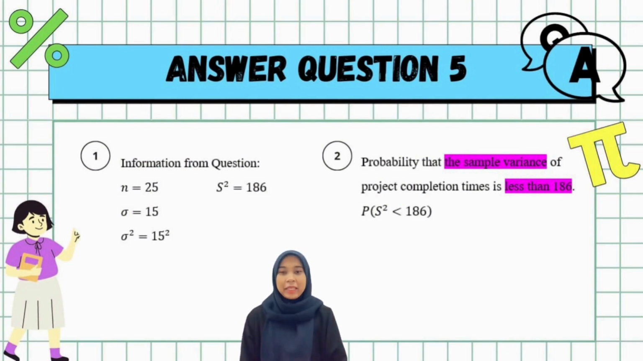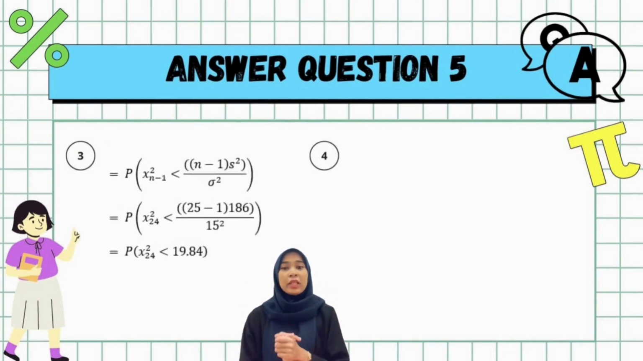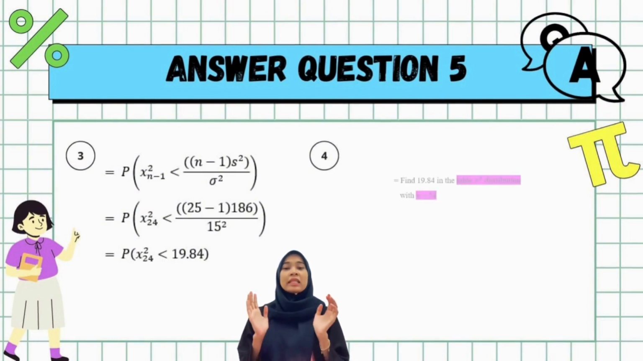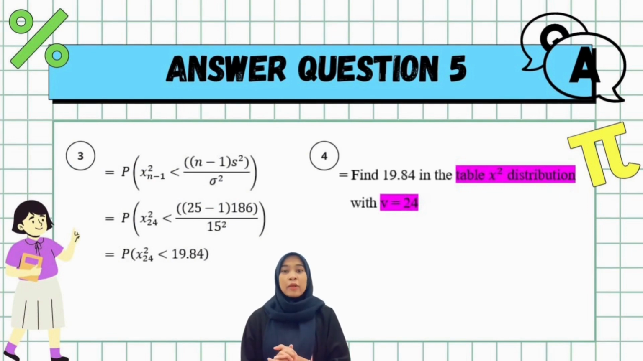Calculate this probability. Here we substitute all the values given, which is n equal to 25, s square equal to 186, and sigma square equal to 15 squared. Then we find the probability of chi-square to be less than 19.84. Next, to determine this probability, consult a chi-square distribution table with degrees of freedom equal to n minus 1, which here is 24. Locate the value 19.84 in the chi-square distribution table with 24 as the degrees of freedom.